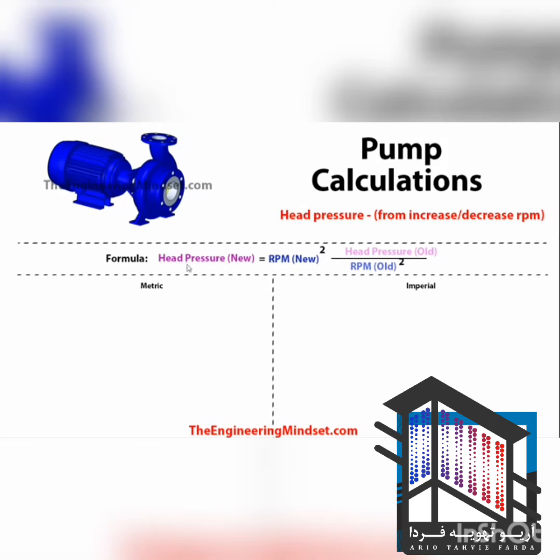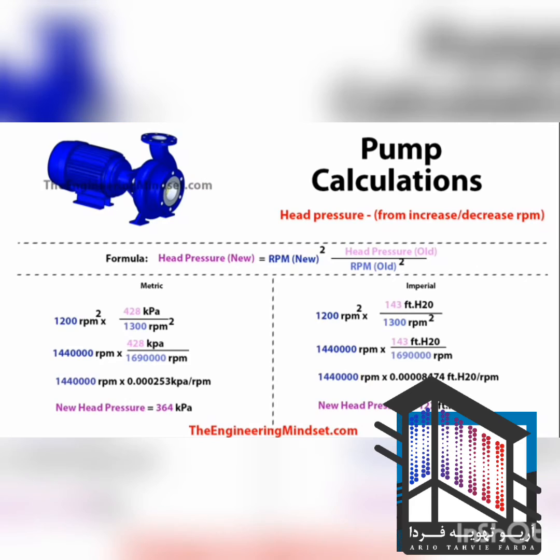So the new head pressure is equal to the new revolutions per minute squared, multiplied by the old head pressure divided by the old revolutions per minute squared as well. Now pay particular attention to this one and make sure you square both of the RPMs. All too often people forget to do this and the numbers just come out horrifically and it's very embarrassing. So obviously make sure you double check that.